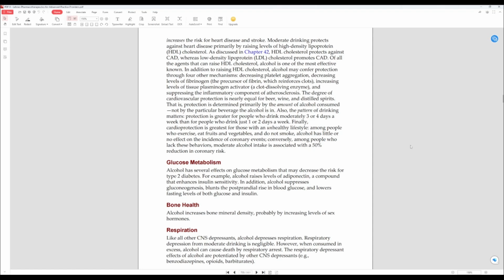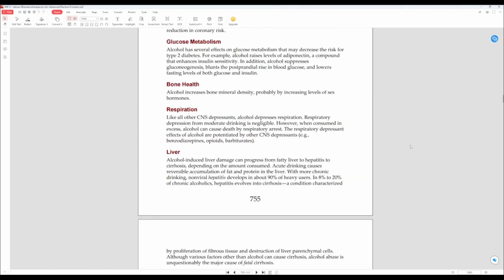Protection is greater for people who drink moderately, 3 or 4 days a week, than for people who drink just 1 or 2 days a week. Finally, cardioprotection is greatest for those with an unhealthy lifestyle. Among people who exercise, eat fruits and vegetables, and do not smoke, alcohol has little or no effect on the incidence of coronary events. Conversely, among people who lack these behaviors, moderate alcohol intake is associated with a 50% reduction in coronary risk.